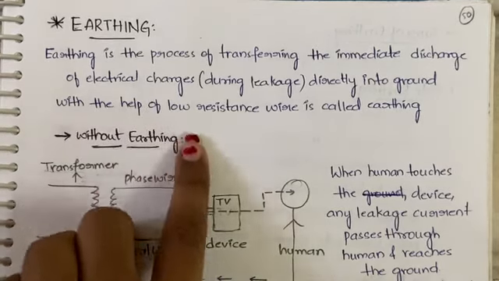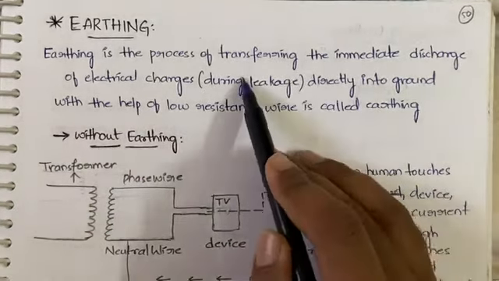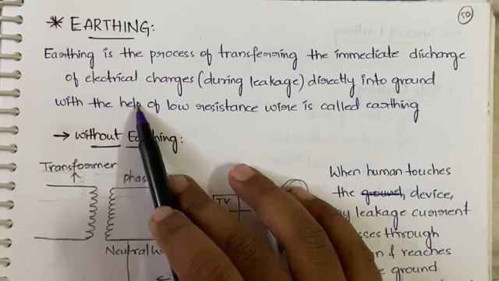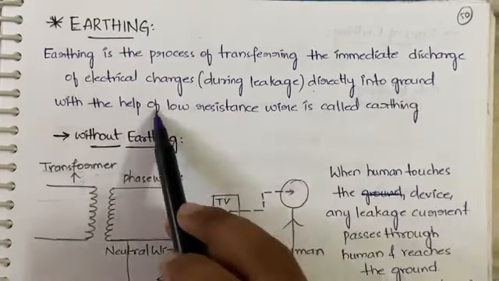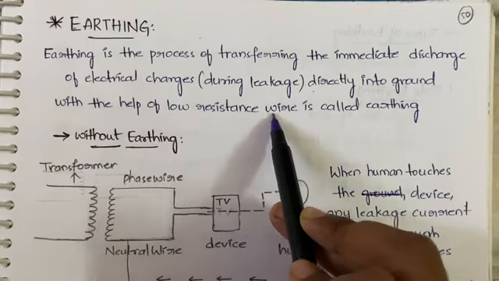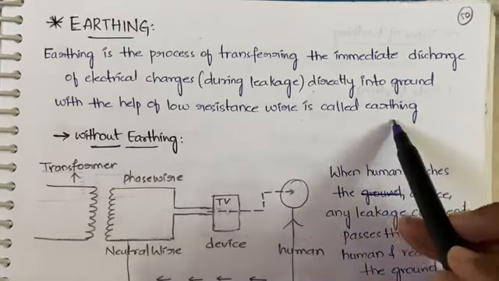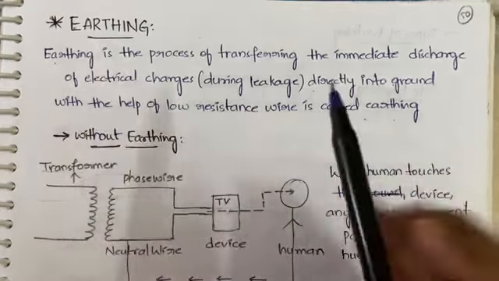Earthing is a process of transferring the immediate discharge of electrical charges directly into the ground with the help of a low resistance wire. So two times is not required, only once you write.